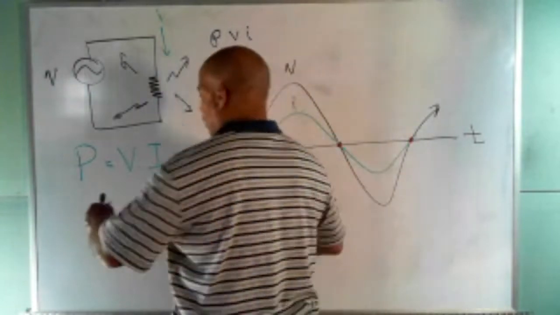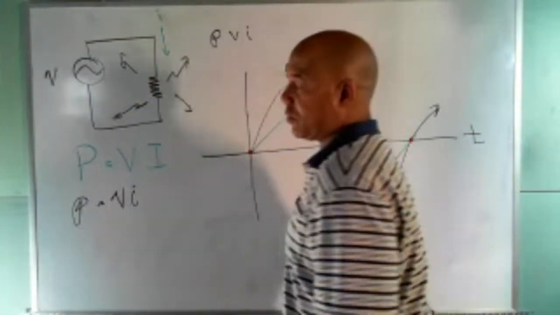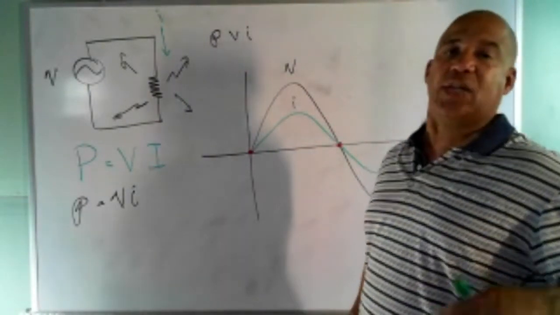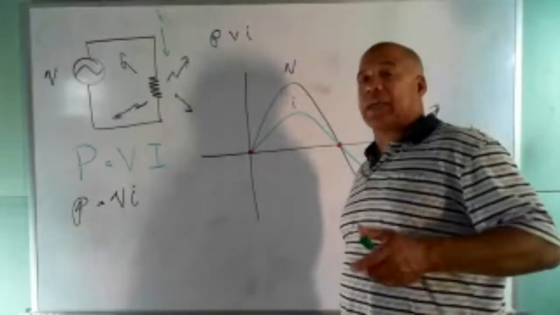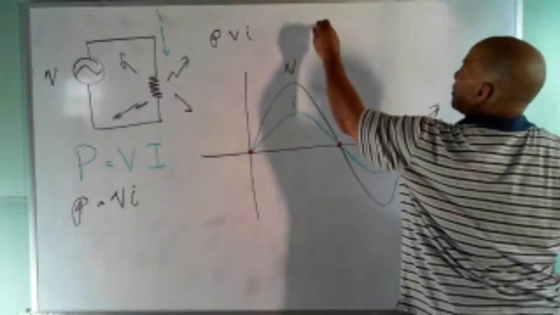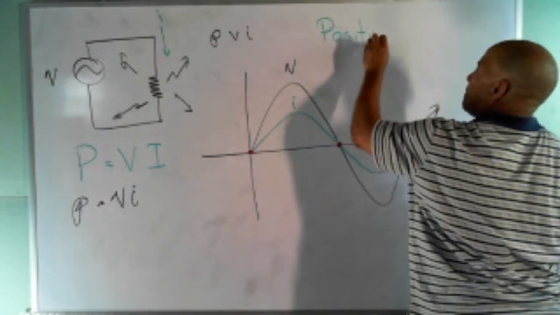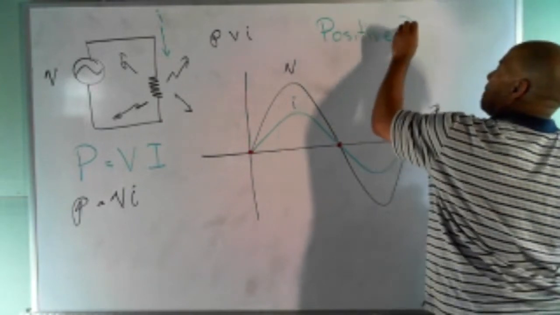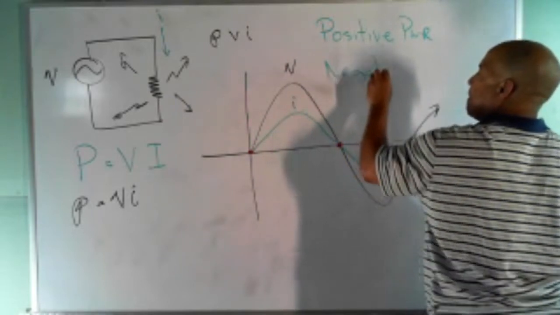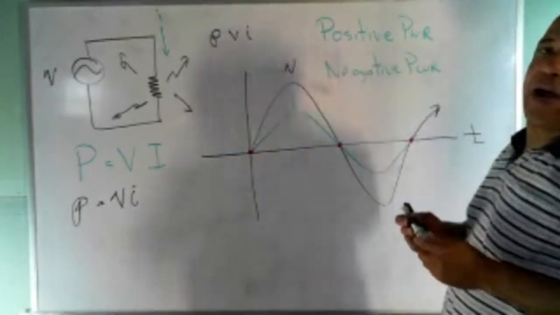So I would use the script letters, like script P equals script V times script I. Those are supposed to be lowercase script characters. And so for instantaneous power, I would just take the instantaneous voltage times the instantaneous current. Now I want to give you a new concept here. This is new. This idea of positive power and negative power. Positive power and negative power. So this is a new concept.